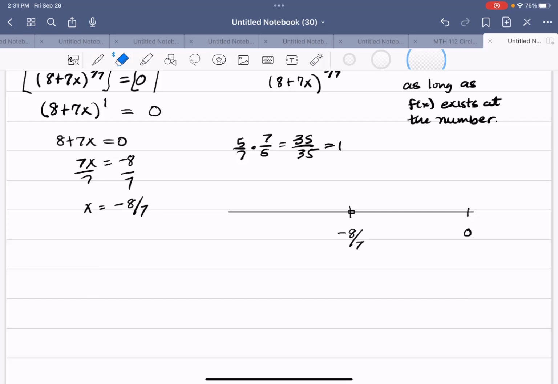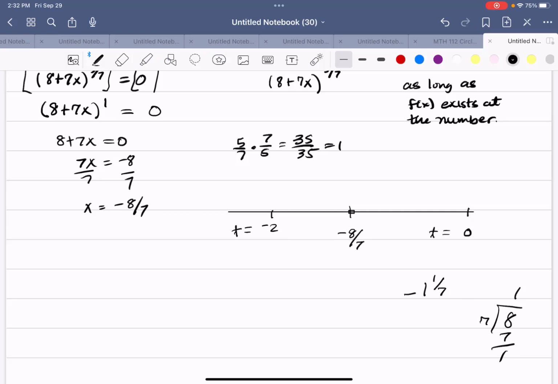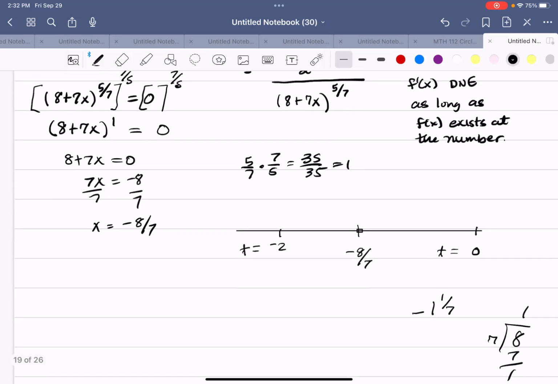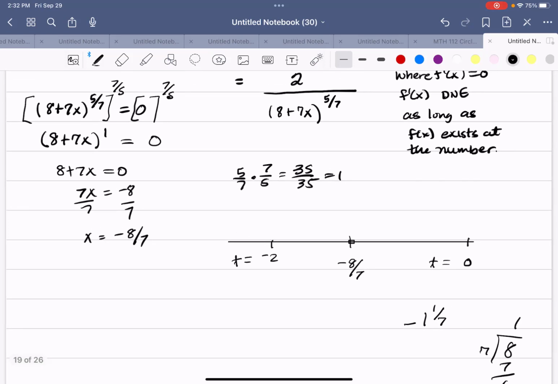And negative 8/7 is negative 1 1/7 because 7 goes into 8 one time with 1 left. So I'm just going to pick a negative 2 over here. So my test point on the left, negative 2. My test point on the right is 0. And I need to check that in my derivative. So f prime of x was 2 over 8 plus 7x to the 5/7. I'm going to put in the negative 2 first.